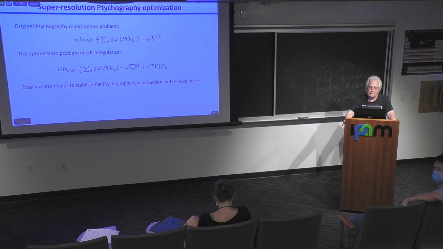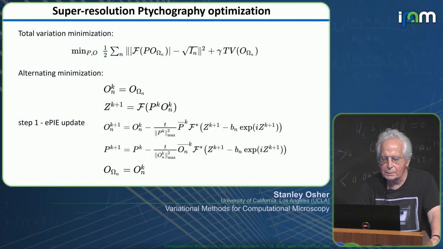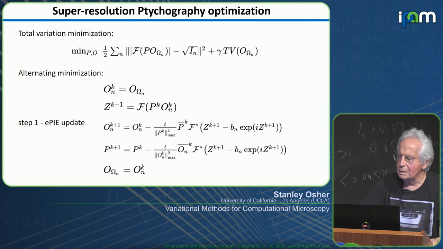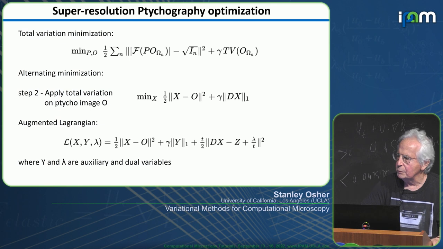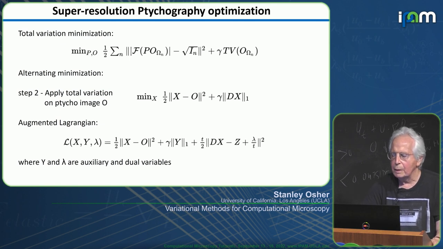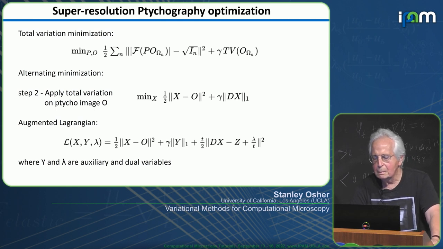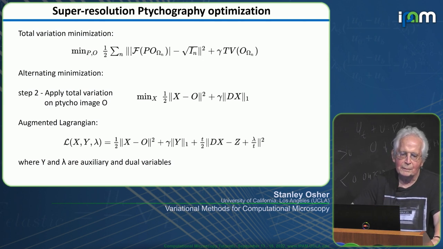Good question. Okay, next. So this is total variation, alternating minimization. The update, I'm learning, is basically gradient descent. This is not the way we do it. But we do it using this fancy stuff I mentioned, split Bregman or whatever. But anyway, so this is the problem. First, you apply TV to the Ptychography image. Using this, oh, no, you did it right. Augmented Lagrangian, sorry. Yeah.